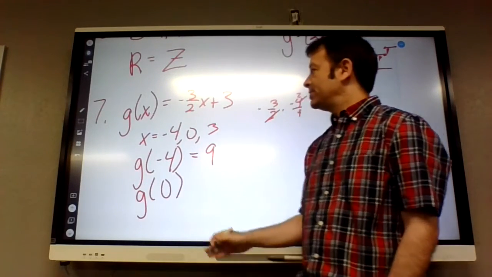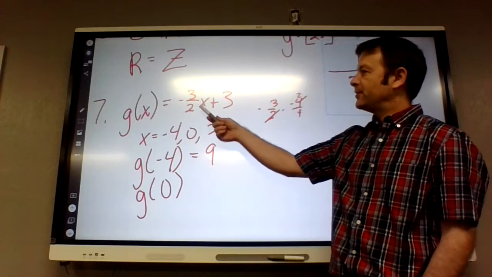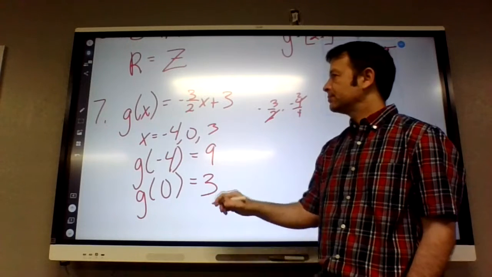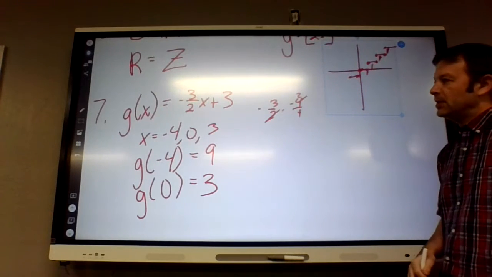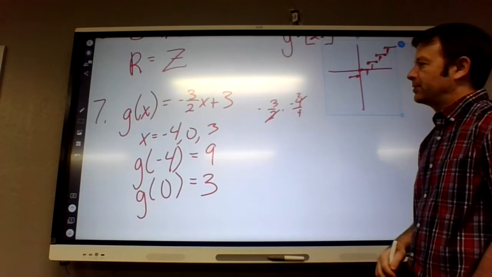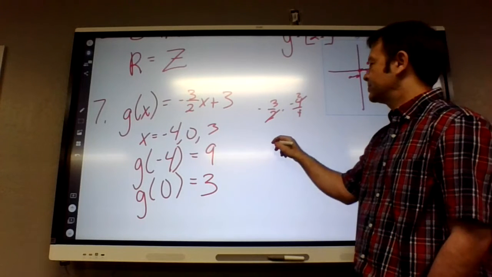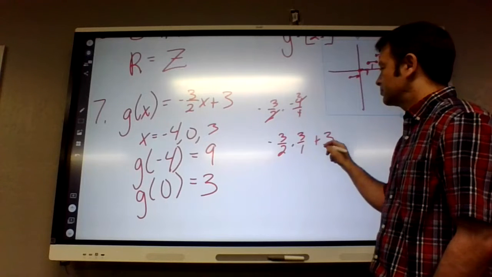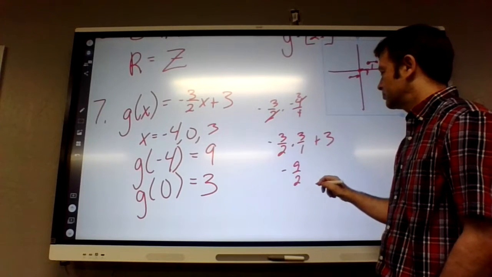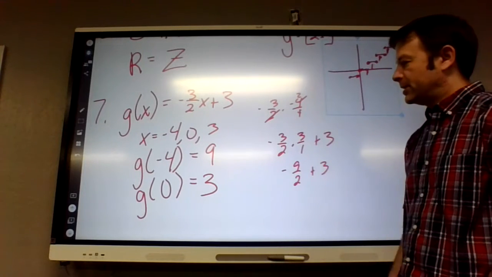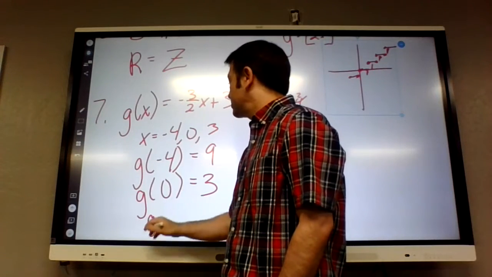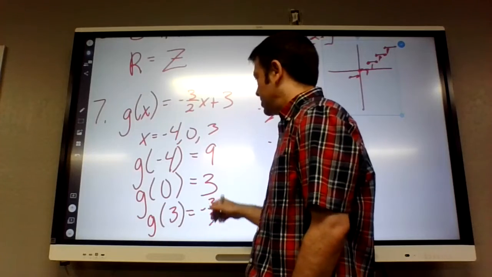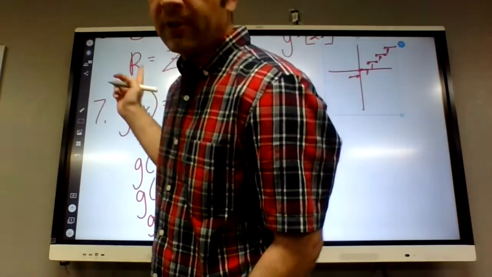What if we plug in 0? What's -3/2 times 0 plus 3? 3. What if we plug in 3? That one's kind of a mess. -3/2. Yeah, it's like -1.5, -3/2. Did I plug in the right numbers, or did I copy that wrong?